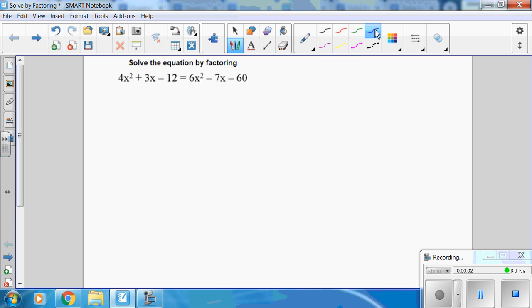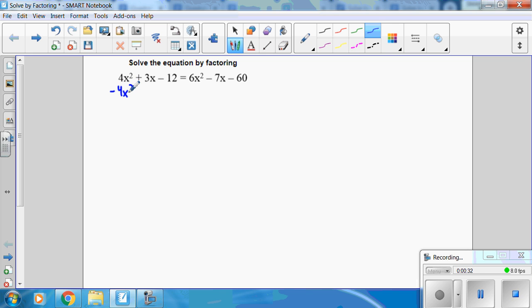All right, to solve by factoring, we're going to get everything on one side. Now we could move everything to the right side or everything to the left side, but it's important, and easier, to make sure that the x squared term, this term right here, is positive. So since 6 is more than 4, we're going to put them on this side. That'll make sure the x squared term is positive. So let's move everything to the right side.